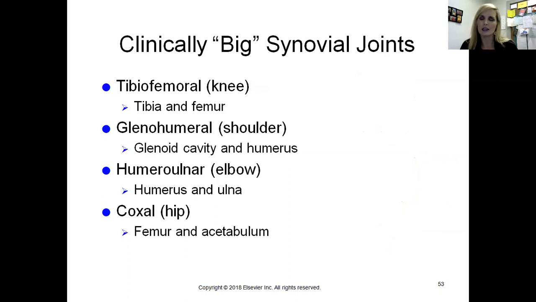Clinically, they're important to be familiar with, so I do want you to know these four. We have the tibiofemoral, which is the one at the knee. Hopefully you can see the two names of those bones there, the tibia and the femur. This is a very big joint. It's very important to be familiar with clinically because of how often we see issues at this joint. Same thing with the glenohumeral. This is the glenoid cavity, which is just at the shoulder, so know that as the shoulder. It's where it meets the humerus.